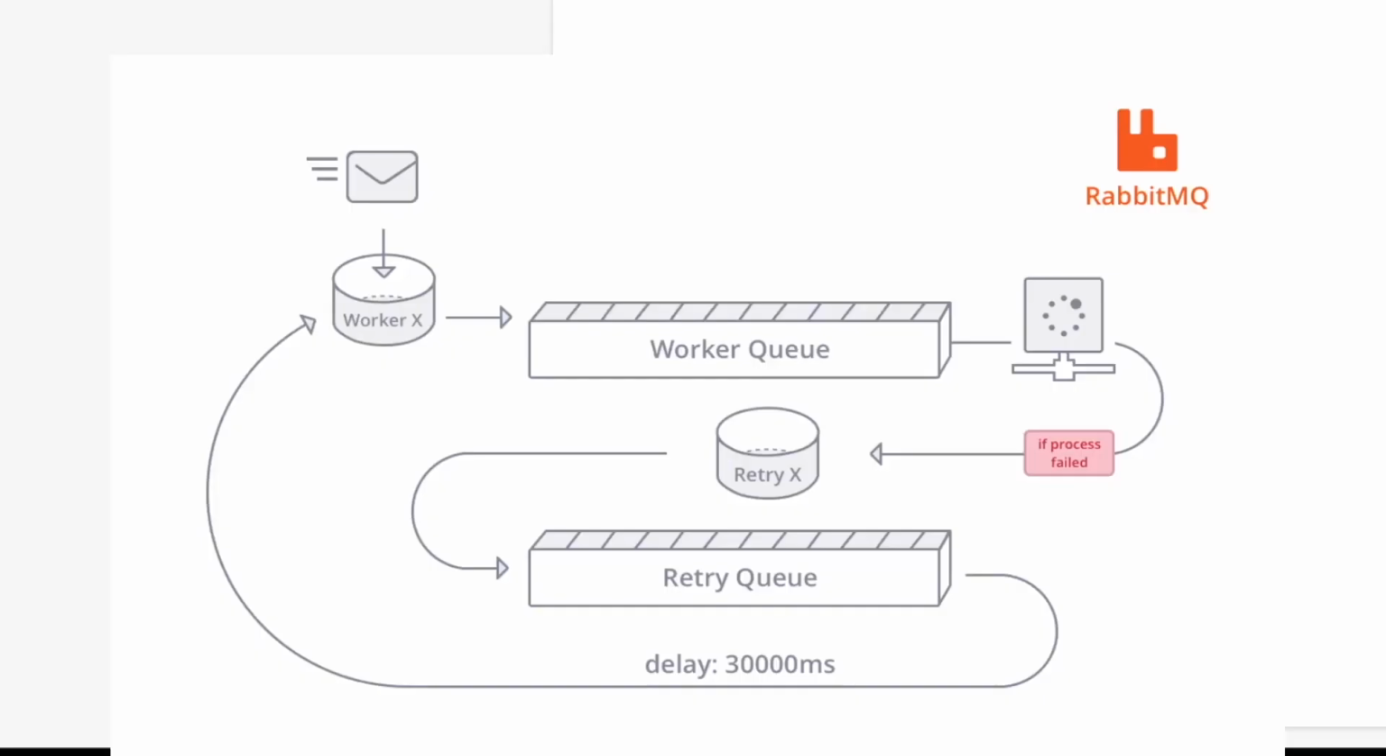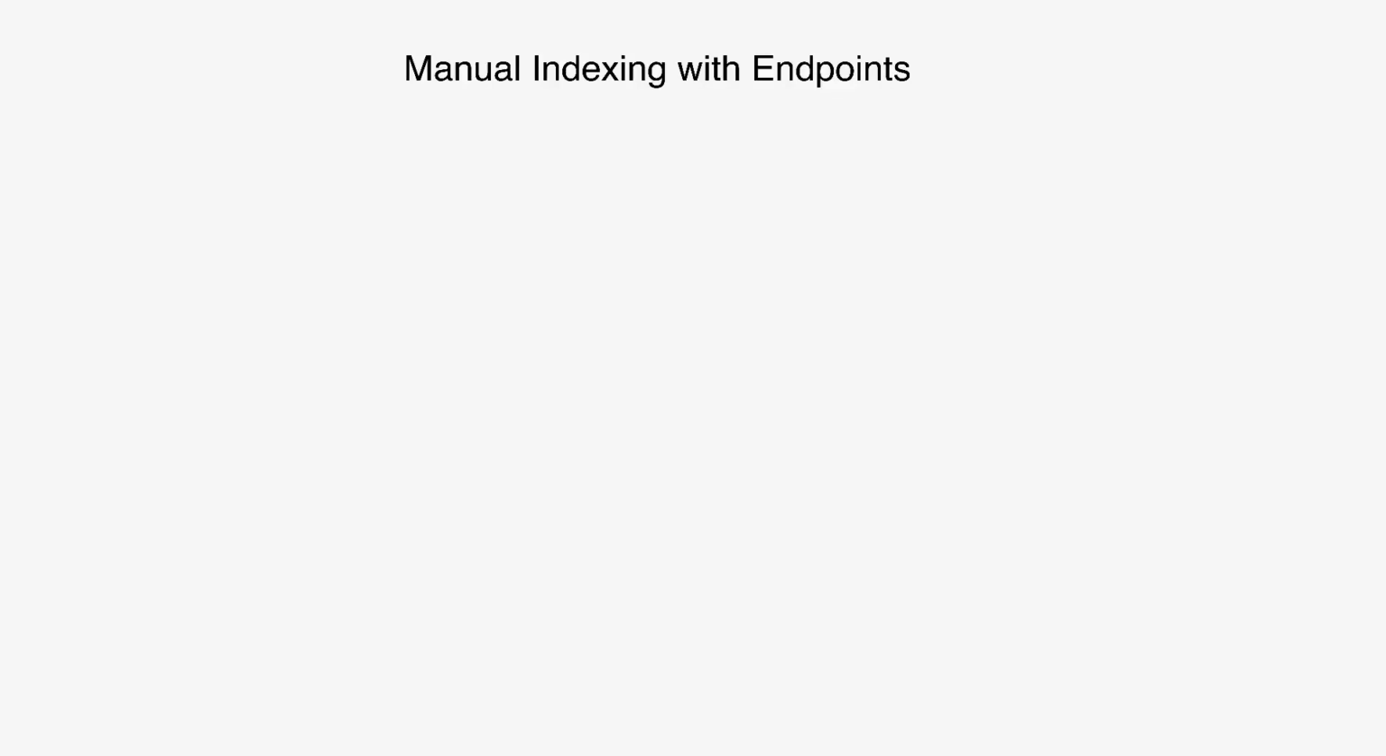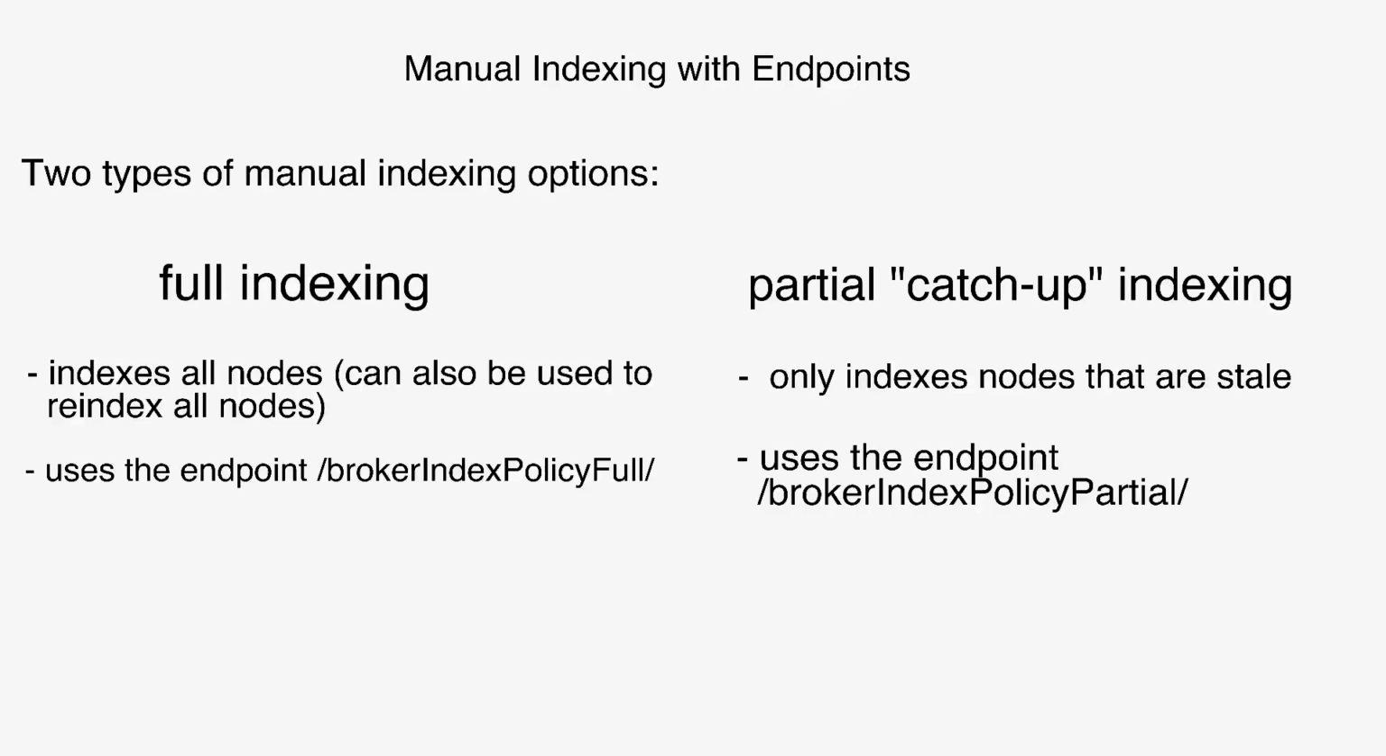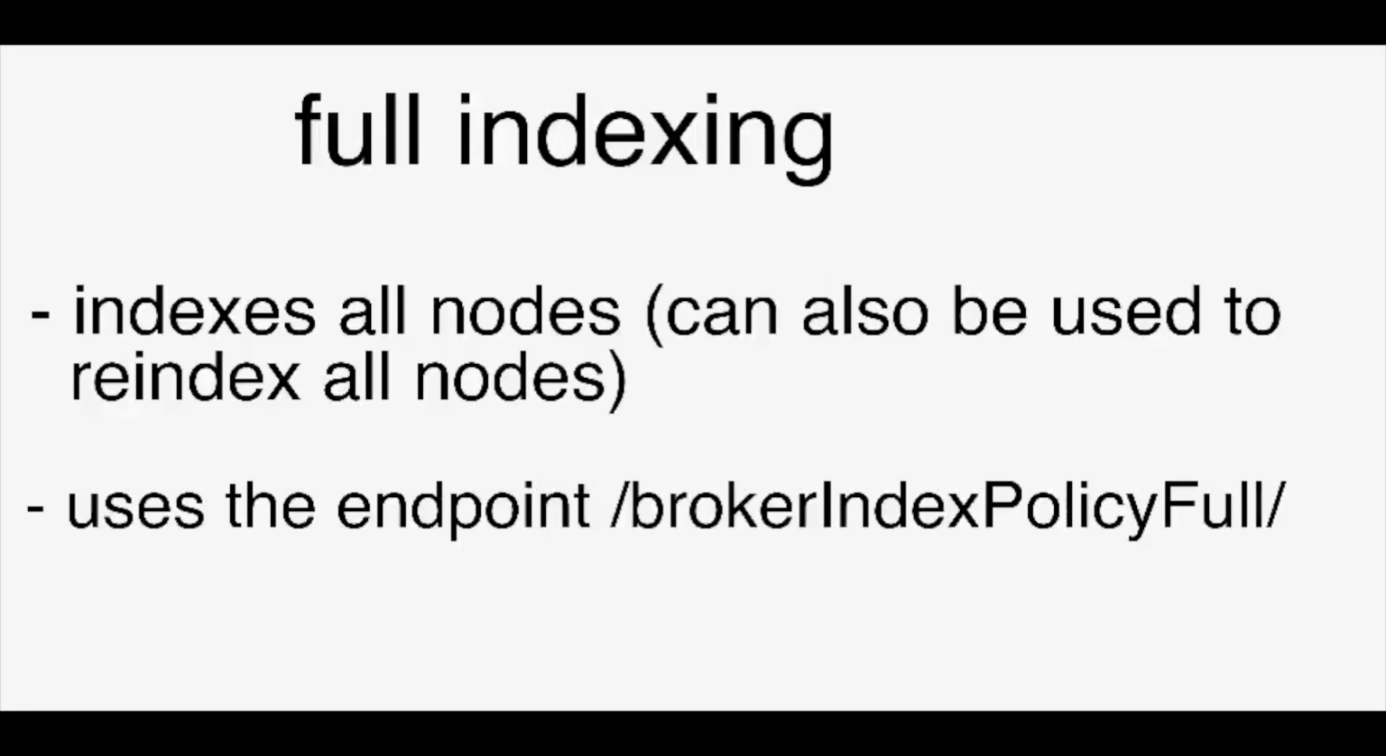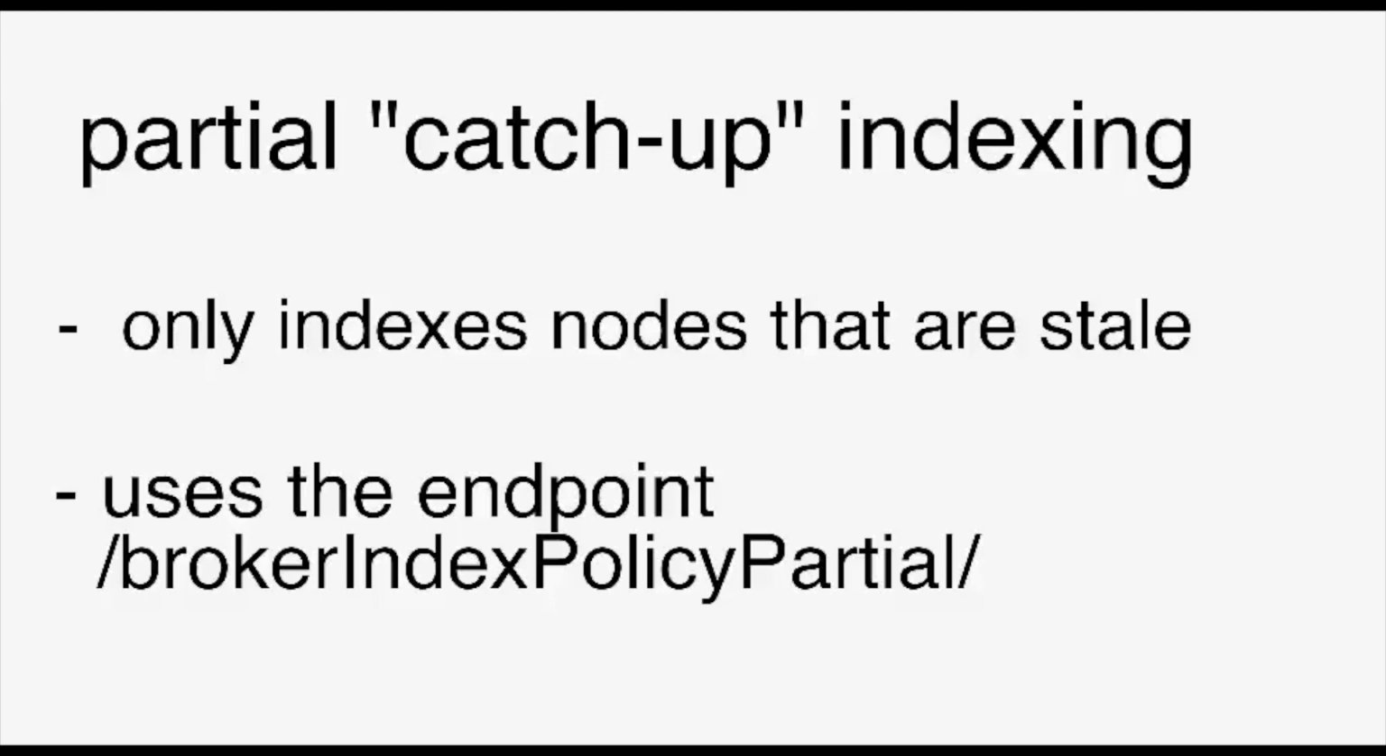Search uses broker-based indexing with the default broker RabbitMQ, so failed indexing messages are sent to a failure queue in the broker so there is no data loss. There are two manual indexing options: full indexing and partial indexing. Full indexing indexes all nodes and can also be used to re-index. It uses the endpoint broker index policy full. Partial or catch-up indexing only indexes nodes that have not already been indexed. It uses the endpoint broker index policy partial.